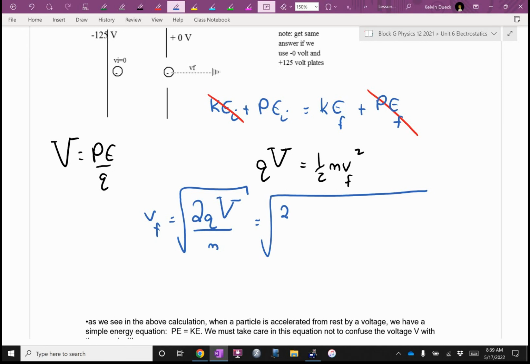It's 1.6 times 10 to the negative 19. It's technically negative now. Are we inside a square root right now? Keep everything positive. The voltage is 125 volts, and it's a charge of 1.6 times 10 to the negative 19. This is the one time when we're doing energy where we're not going to include the sign.